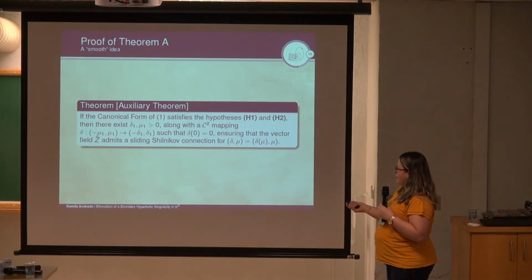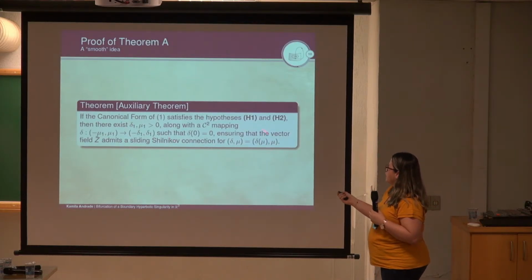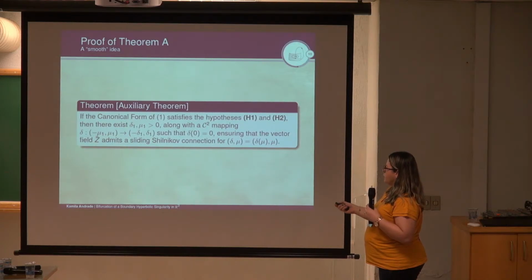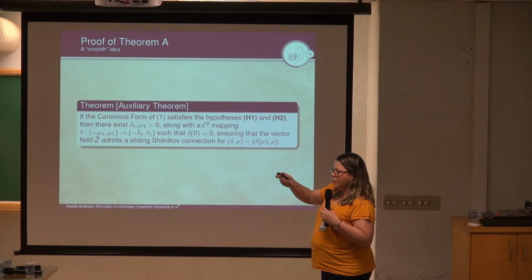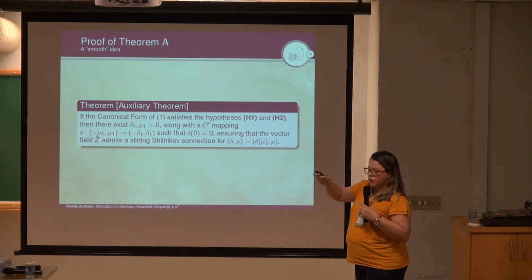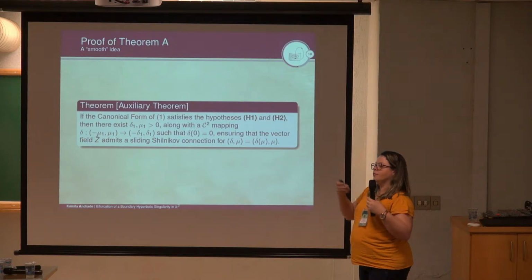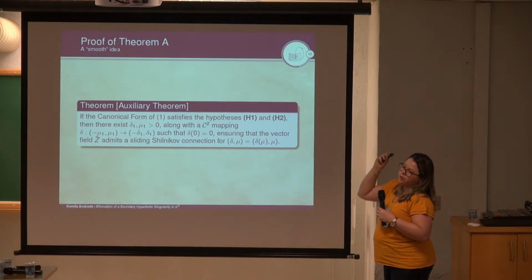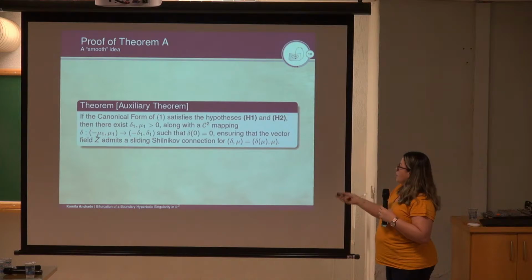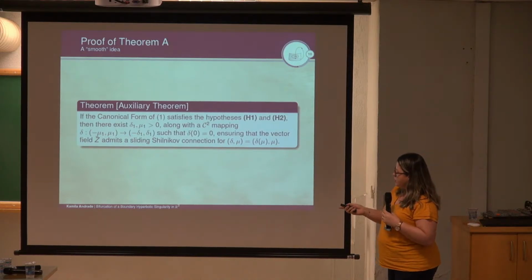Okay, but why is this result important? Because when we show that, we can find a curve in the space of parameters where this vector field tilde admits a sliding Chunikov connection, but this vector field is equivalent to our canonical form of our vector field for mu bigger than 0. So we can recover that information for our canonical form, and from the canonical form, we recover the information for our original vector field, just for mu bigger than 0.